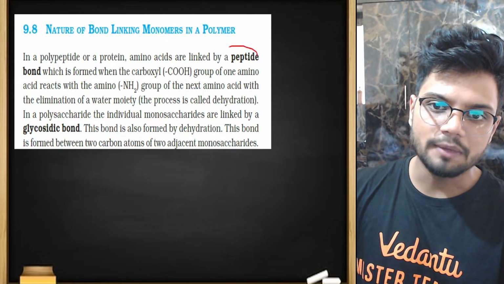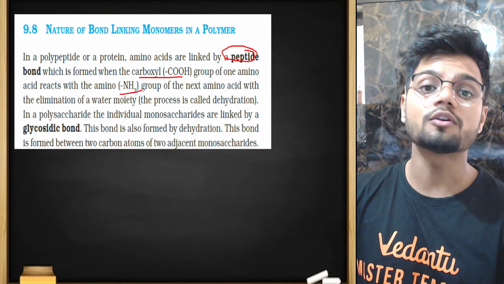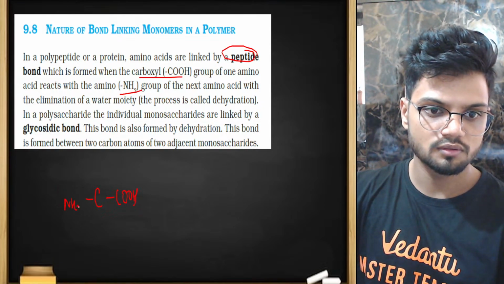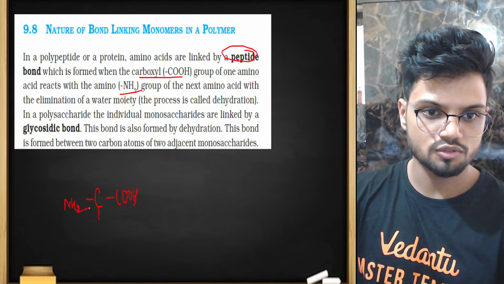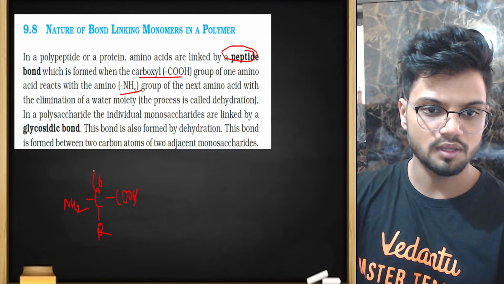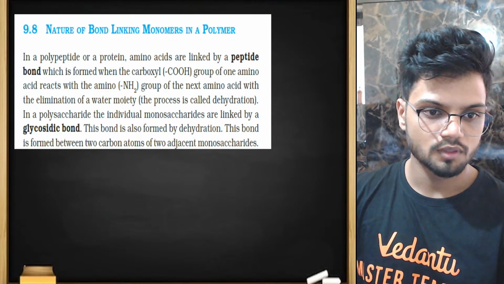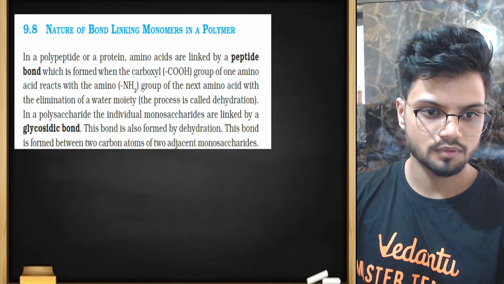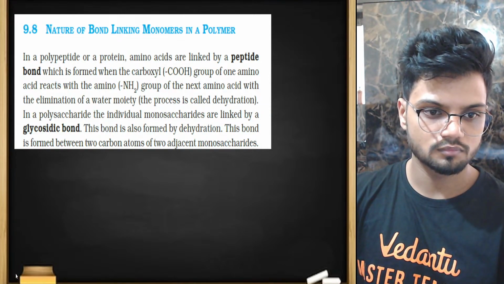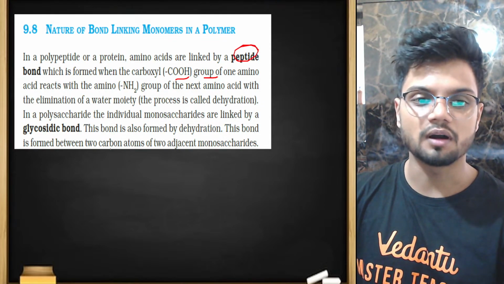Peptide bond is present where? Peptide bond is present between two amino acids. It's formed between a carboxylic acid and the amino group of an amino acid. All of you remember the structure of an amino acid? NH3, NH2, and this is R. This is going to be H. Simple amino acid. The COOH group, that is a peptide bond between the amino acids.